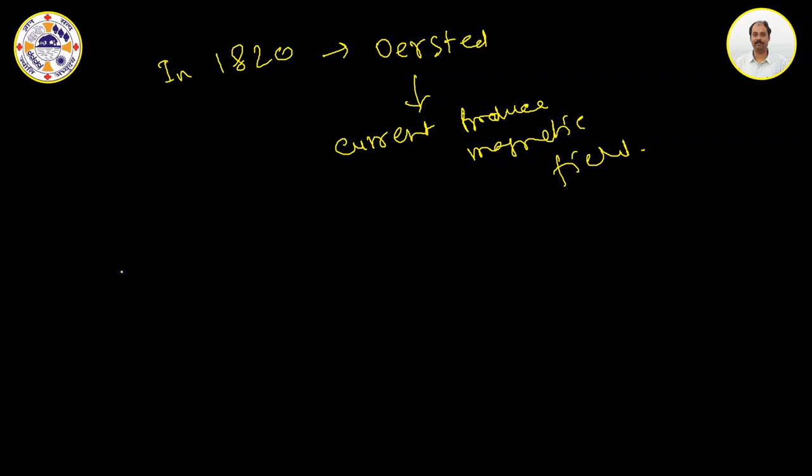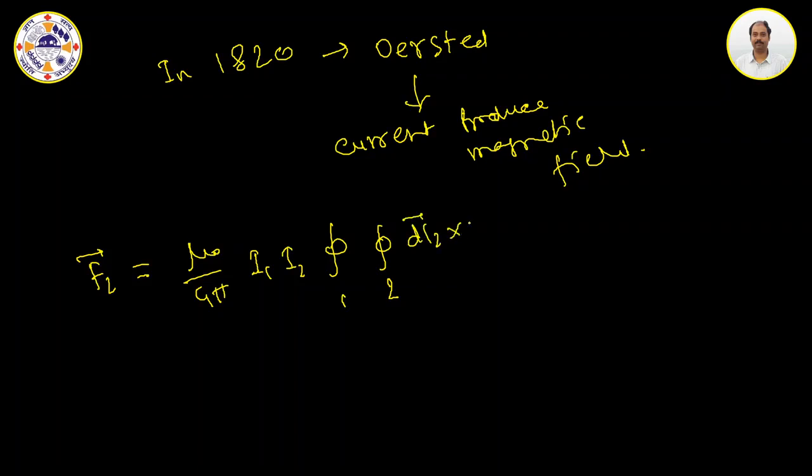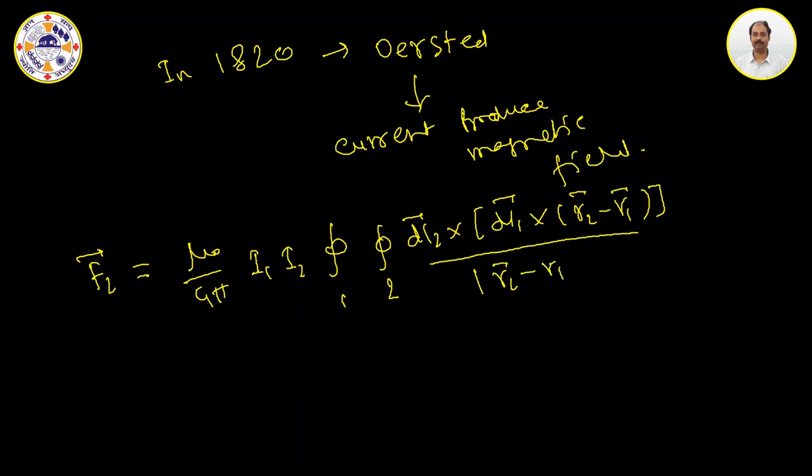mathematically can be written as F2 is equal to mu 0 by 4 pi I1 into I2, closed integration over 1, closed integration over 2, dl2 cross dl1 cross (r2 minus r1) divided by mod (r2 minus r1) cube. Don't get confused. I will explain this expression clearly.